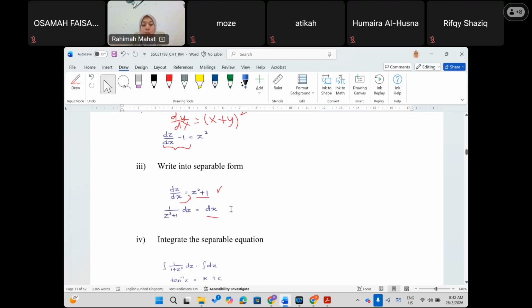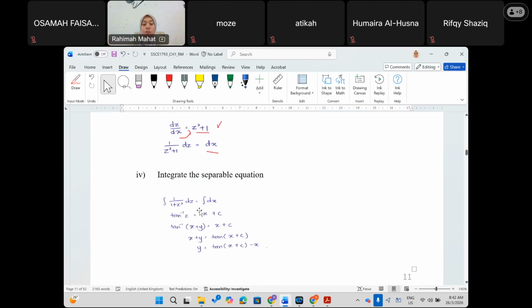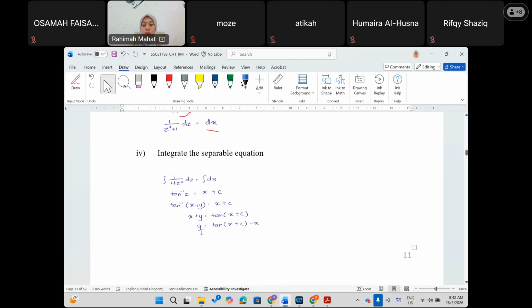Okay, after you completely separate the two variables, you can start to do the integration. So you integrate both sides. Integrate 1 over 1 plus z squared; you may refer to the table of formulas. You can get tangent inverse z is equal to x. The right side is actually integrating 1, and if you integrate a constant, you get the variable, which is x. So you get x plus c.